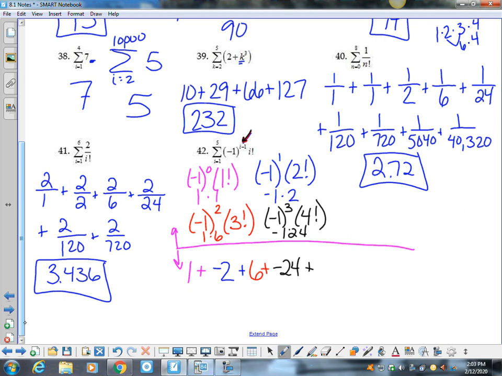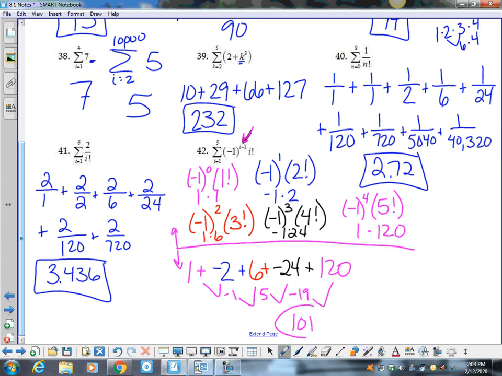And then I have one more. Negative 1 to the, plugging in a 5. 5 minus 1 is 4. 5 factorial, that would be a positive 1. And 5 factorial is 120. And then you add. 0.101.